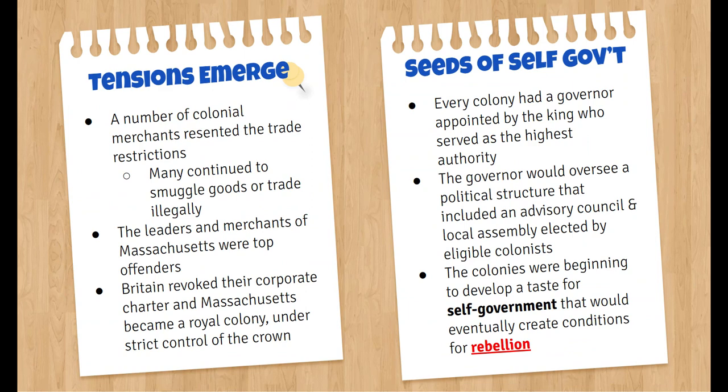Seeds of self-government. Every colony had a governor appointed by the king who served as the highest authority. The governor would oversee a political structure that included an advisory council and local assembly elected by eligible colonials. The colonies were beginning to develop a taste for self-government that would eventually create conditions for rebellion. So they liked the idea of being able to control themselves, elect a representative from among themselves who could oversee. They didn't like the idea of someone else telling them what to do.